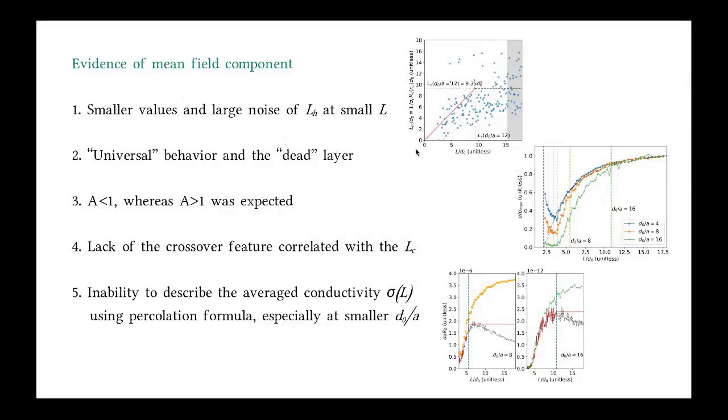First of all, it can explain reduced values of the characteristic length and the increased noise at small cell sizes. It can also explain the presence of the dead layer and the universal behavior in this range. It can explain why the unknown parameter A was found to be less than 1, whereas A greater than 1 was expected. It can explain a lack of the crossover feature, which would be correlated with the LC calculated in this work. And finally, it can explain the inability to describe the average conductivity using the percolation formula. Indeed, it is expected that at larger values of d over a, the percolation component would increase and the mean field component would become smaller.